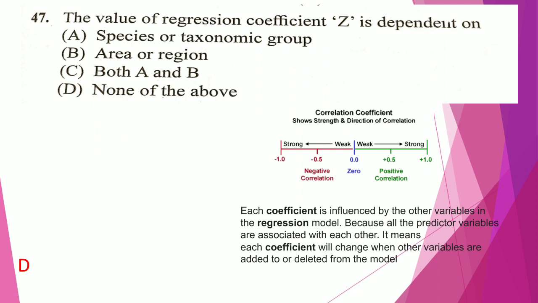Answer is D. Why? Each regression coefficient, or slope of the line, will change with variation when species are added or deleted, so we can't predict it. In the nearby picture, from 0 upward and 0 downward, minus or plus, it shows the positive as well as the negative correlation of the regression coefficient. That is why we can't predict it, whether it is species or area.